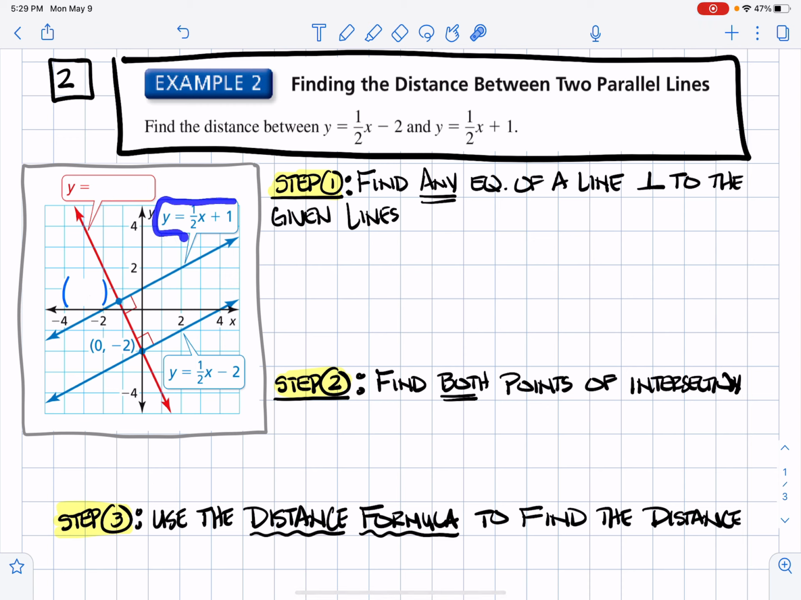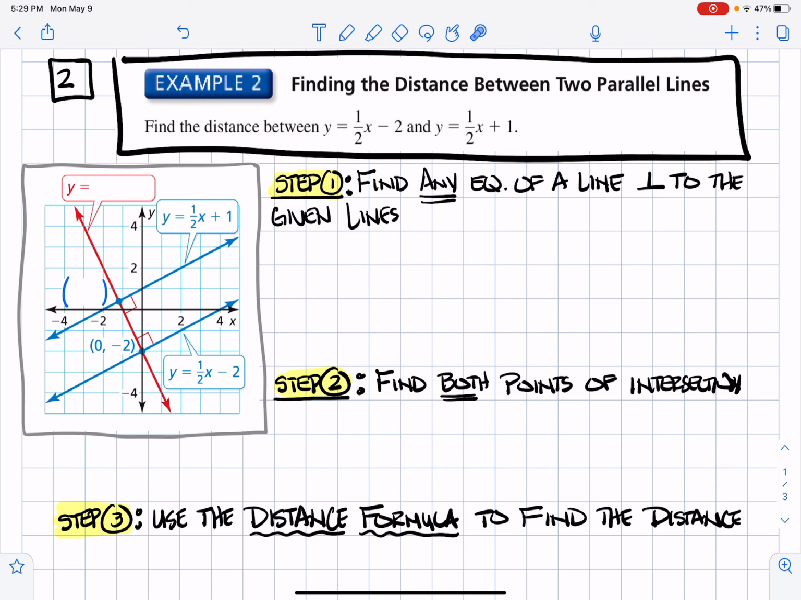So here's the equation of 1/2 x plus 1. It's this blue line right here I'm highlighting for you. And then here's the other one, 1/2 x minus 2. So this one down here, okay? We're looking for the distance between these two lines. So we're going to choose to look for this distance right here. It doesn't look very big, looks like maybe just under 3 units. I'm just looking at it. It doesn't look that big.